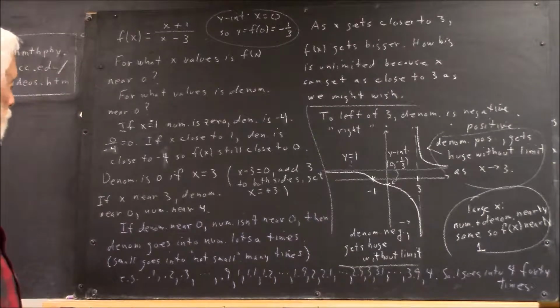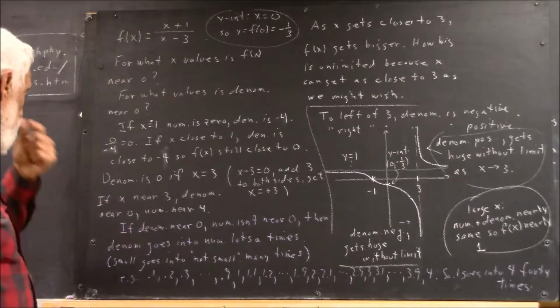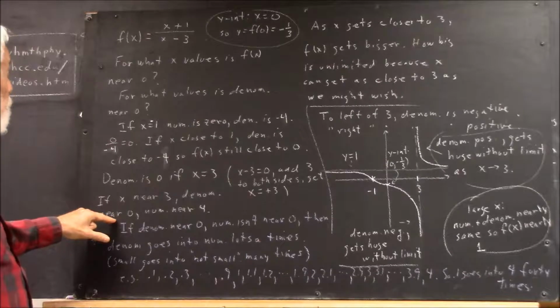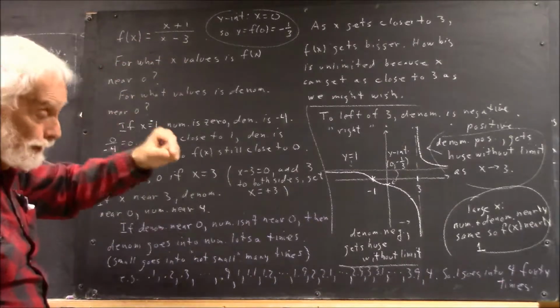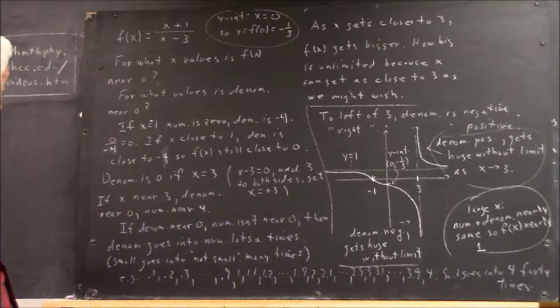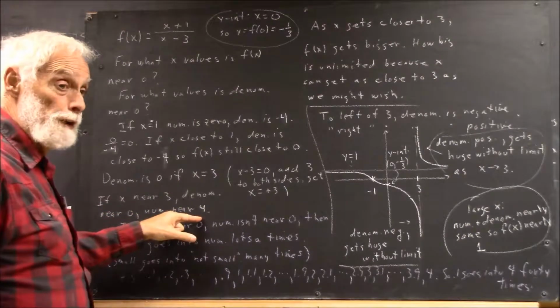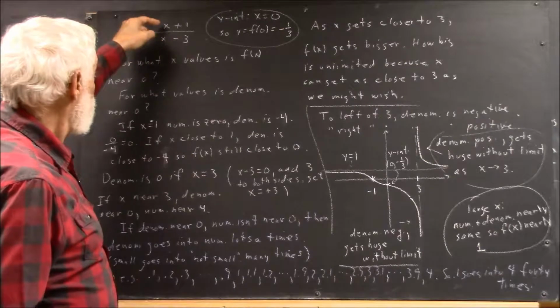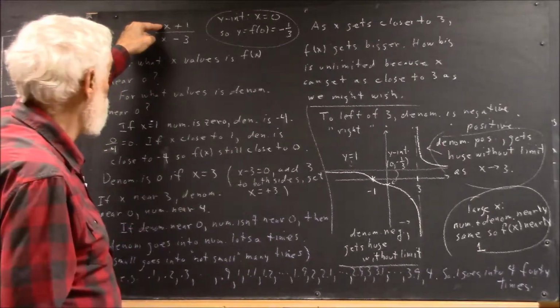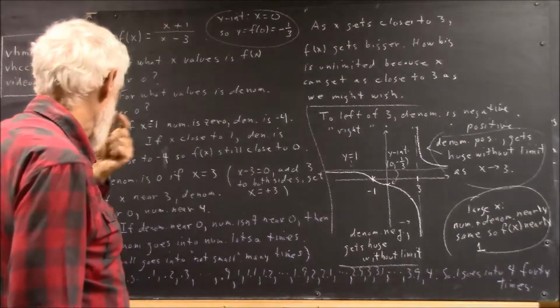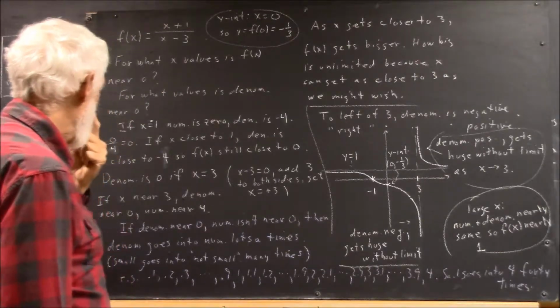Well, then, if x is near 3, the denominator is close to 0, because if you subtract 3 from something close to 3, you get something small, something close to 0. And the numerator is going to stay near 4, because if x is 3, the numerator is 4. If x is close to 3, you expect the numerator to still be close to 4.